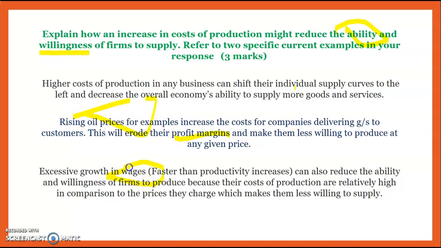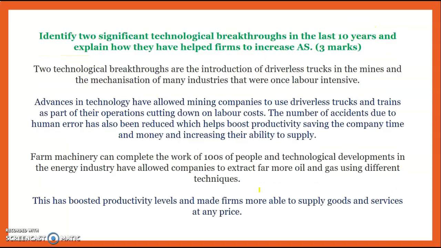Another example would be excessive wages, which reduces the ability and willingness of firms to produce because their costs of production are higher, which means they'll charge higher prices and makes them less willing to supply. So your two examples are increased oil prices and increased wages, both of which make firms less willing to supply because it costs them more to produce and is likely to reduce aggregate supply.